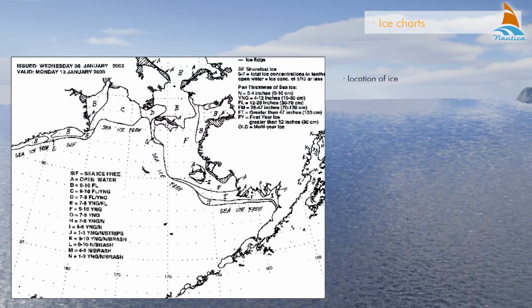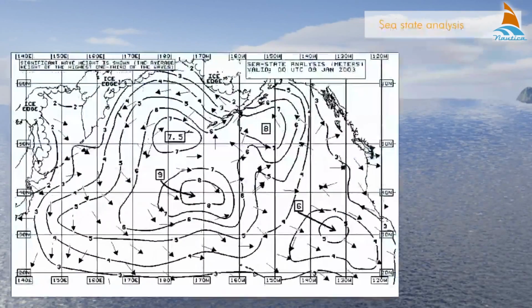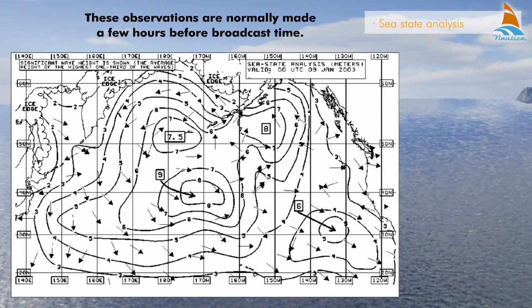Ice charts show mainly location of ice, types of ice, thickness of ice, and known icebergs. Here's an example of a 5-day sea ice forecast. On the right side, you have detailed information concerning the ice. The sea state analysis chart shows characteristics of sea waves and direction of movement. These observations are normally made a few hours before broadcast time.